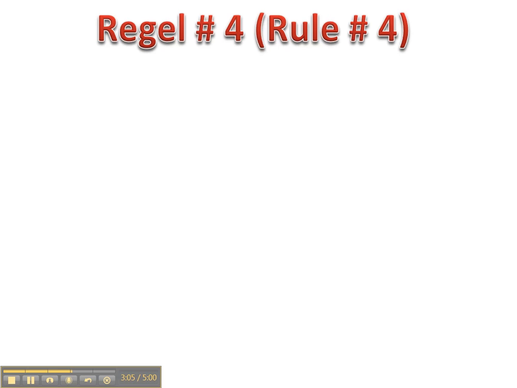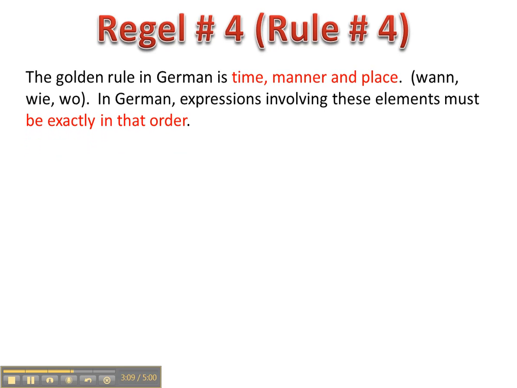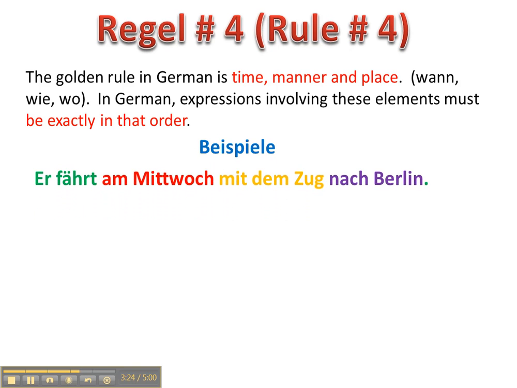Okay, Regel Nummer 4, rule number 4. The golden rule in German is time, manner, and place, TMP, or in German perhaps wann, wie, and wo. In German, expressions involving these elements must be exactly in that order. Beispiele. Er fährt am Mittwoch mit dem Zug nach Berlin. So we have time, we have how he rode or how he drove, and then the place.